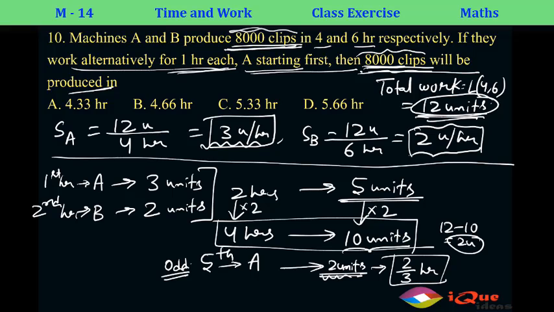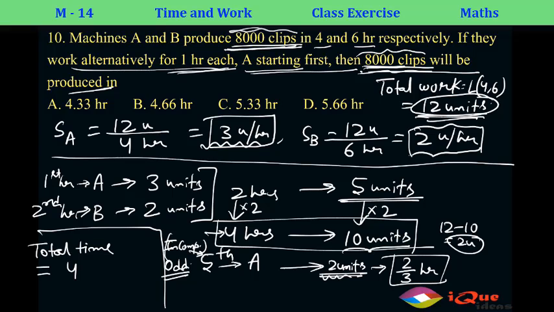So the total time taken, the answer to the question, would be equal to 4 hours, which was already spent completely. The 5th hour is not completed; it is incompletely utilized. So the total time will be 4 plus 2 by 3, which is equal to 4.66 hours. Though we should not write time in decimals, here let's see if the options are given like this. So option B is the correct answer, which is 4.66 hours.